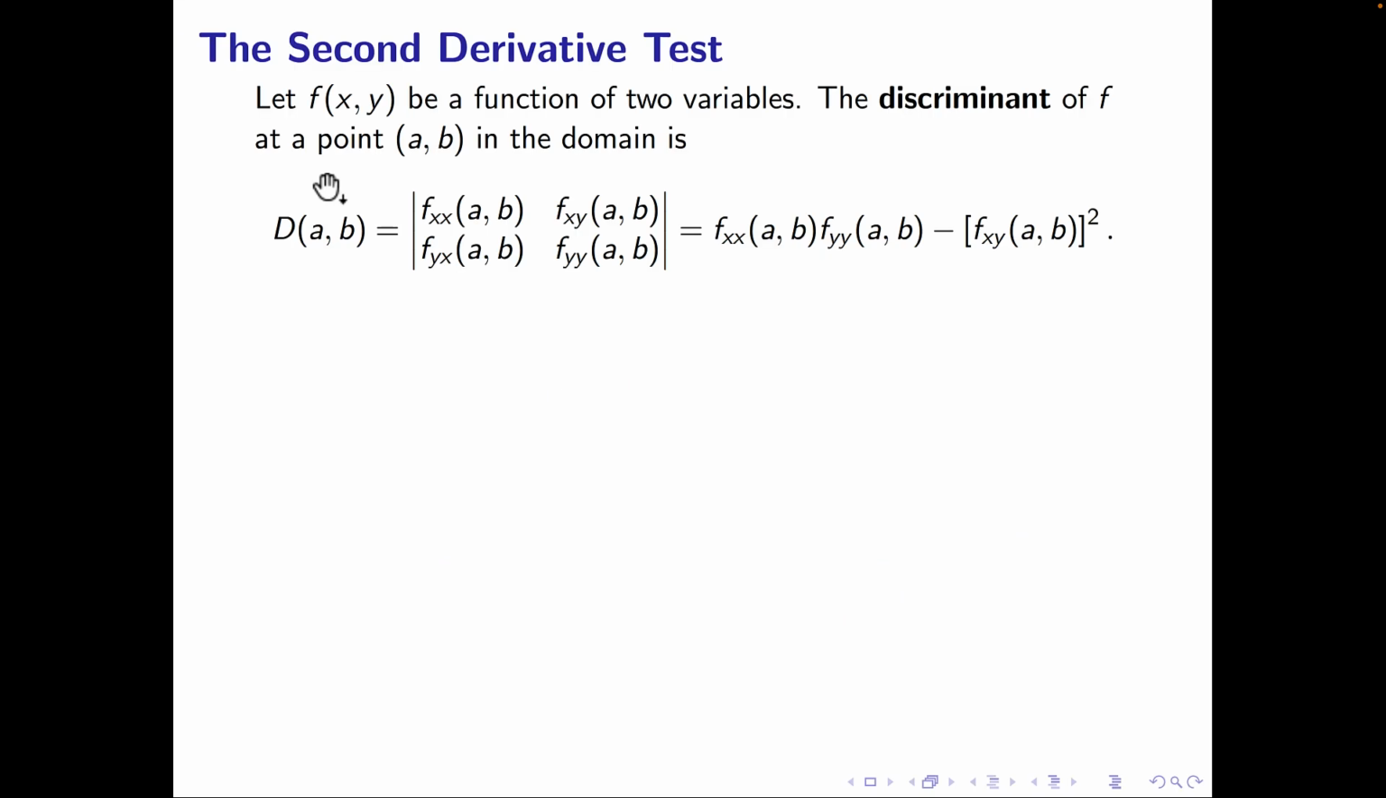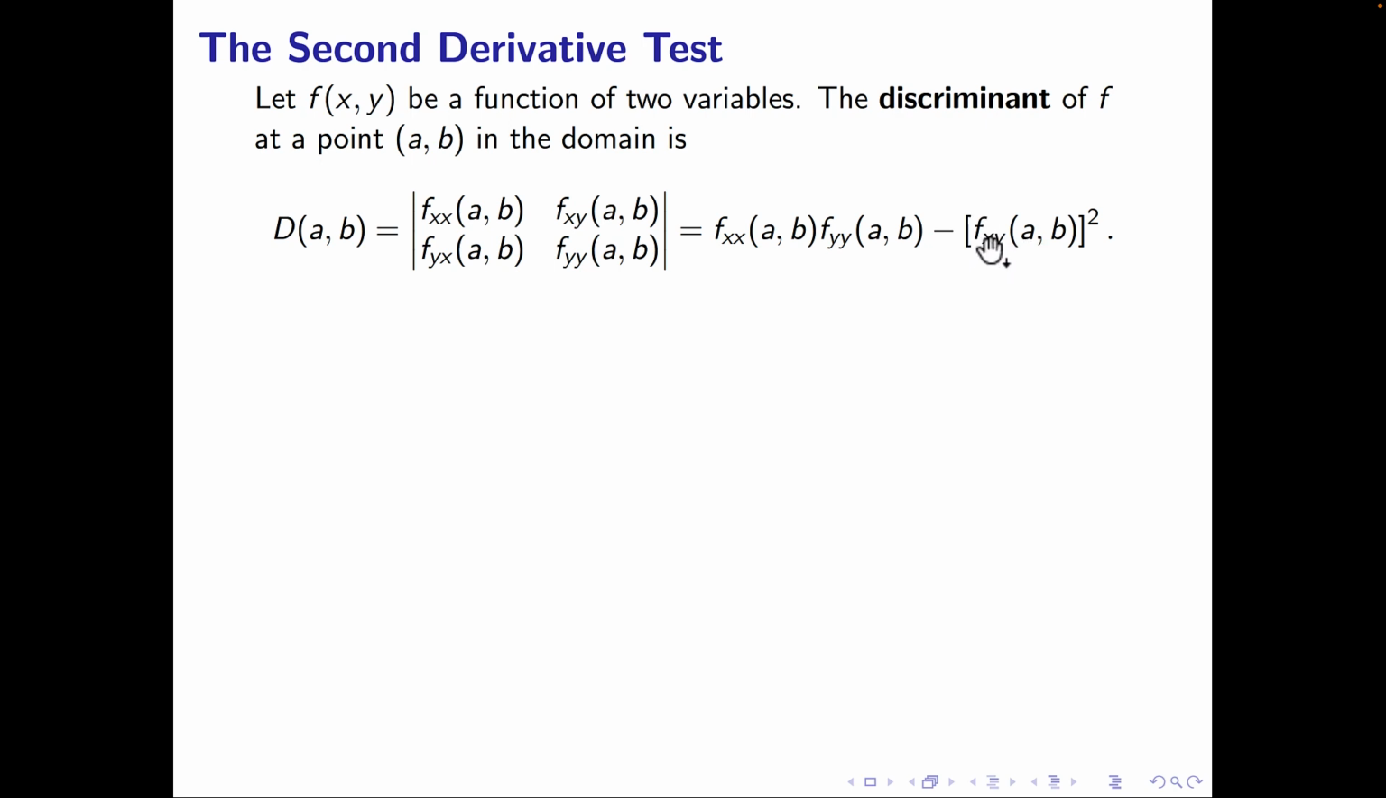So let's talk about the second derivative test. The second derivative test is a way to find local extrema. It is a way of finding local extrema or saddle points of a function of two variables, f of x and y in our case, and it uses the discriminant of f at a critical point a, b. The discriminant of f at a, b is the pure second derivatives multiplied together minus the mixed second derivatives multiplied together.